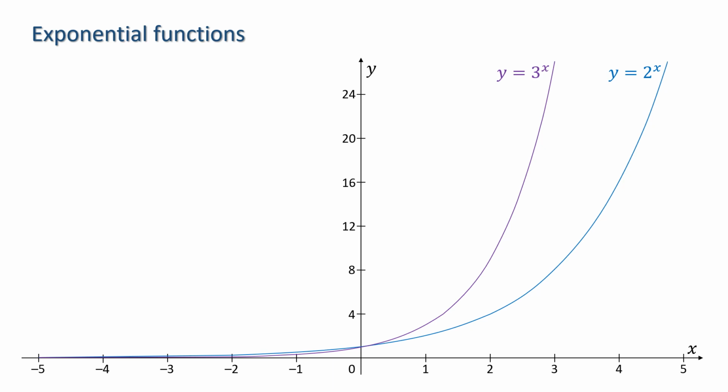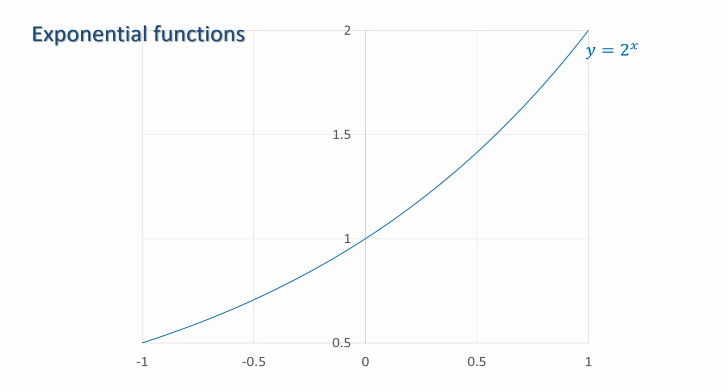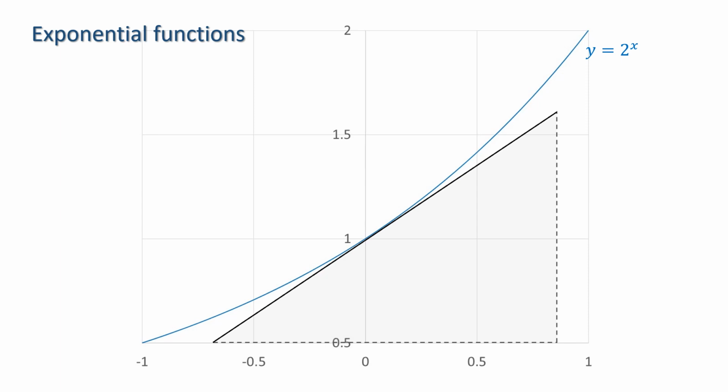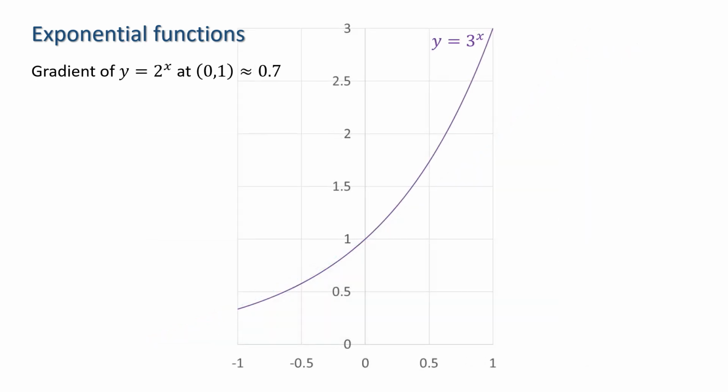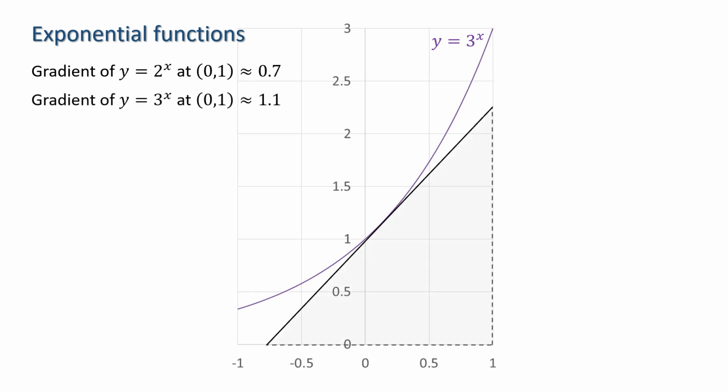Let's return now to the first two exponential functions we looked at, 2 to the x and 3 to the x. I'm going to zoom in on the point 0, 1, where the curves intercept the y-axis, and estimate the gradients of these two curves at that point. Looking at 2 to the x first, we can draw a tangent to the curve at 0, 1 to estimate the gradient. We get a value of approximately 0.7. Doing the same thing for y equals 3 to the x, we get an approximate gradient of 1.1.